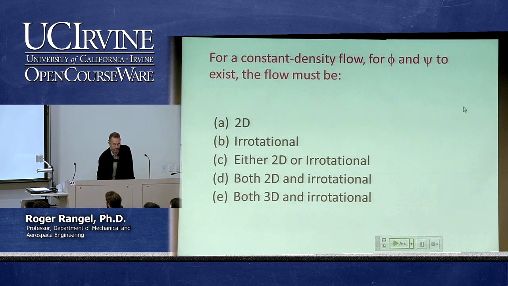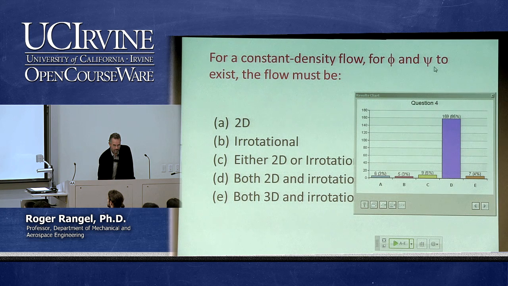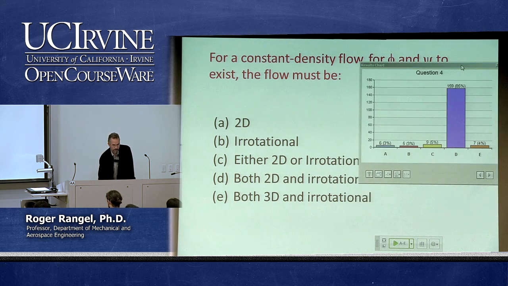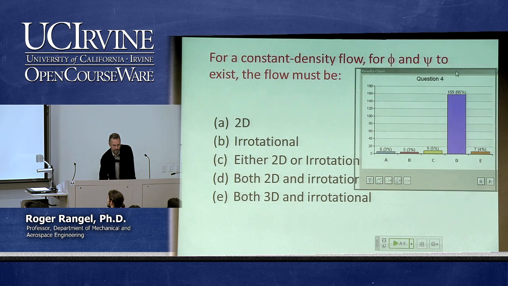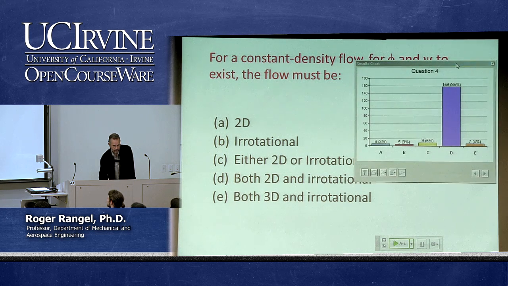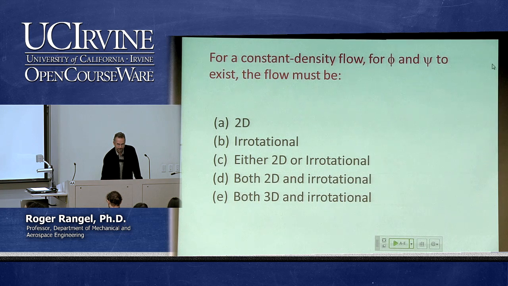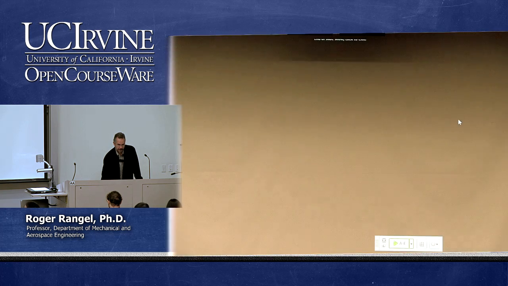Okay, so now I want both phi and psi to exist. So therefore I want the conditions for psi to exist and for phi to exist. For psi to exist, I need the flow to be two-dimensional. And for phi to exist, I need the flow to be rotational. So D is correct. Okay, and that's the last one.